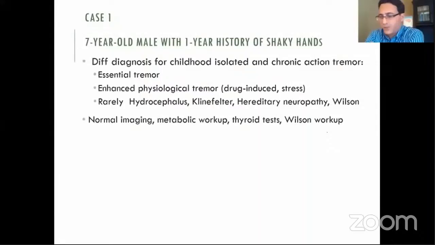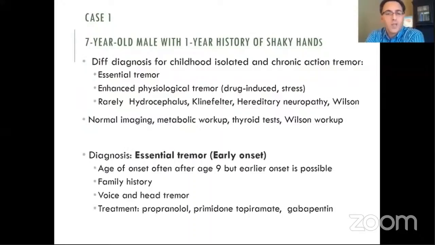So for this patient who has a childhood isolated and chronic action tremor, differential diagnosis includes essential tremor and enhanced physiological tremor. We're paying attention that this patient does not have any clear trigger for an enhanced physiological tremor. And some other entities to consider in a childhood isolated tremor include hydrocephalus, Klinefelter syndrome, hereditary neuropathies, and Wilson disease. This patient had a normal imaging, metabolic workup, thyroid test, and Wilson workup, and therefore the most likely diagnosis in this case would be a.